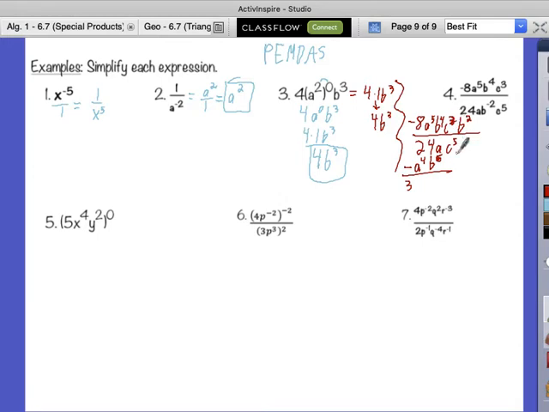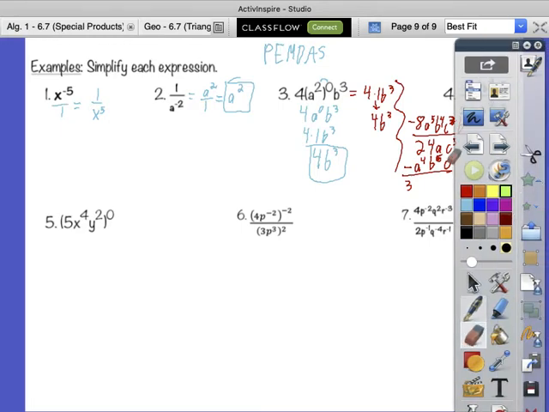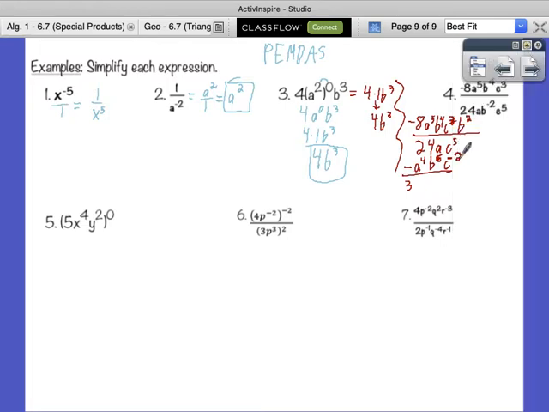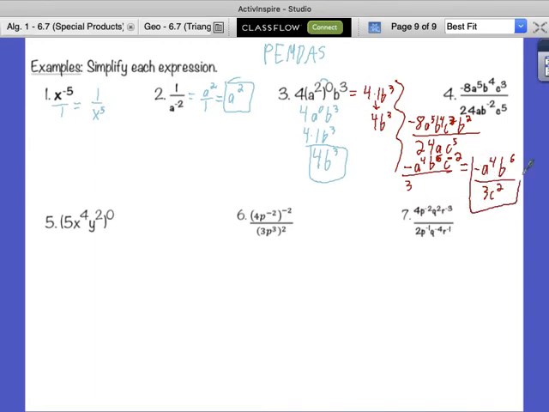C to the third over C to the fifth. Well, same base, dividing, subtract. 3 minus 5 is negative 2. So C to the negative second. Let me rewrite that. My pen went wonky. So it's C to the negative second. Now we don't want this negative exponent, so we have to send the C downstairs. Negative A to the fourth, B to the sixth, over 3C squared. Now we're done. We can't do anything more with A, B, C, is 3, and we have no negative exponents, which is good.